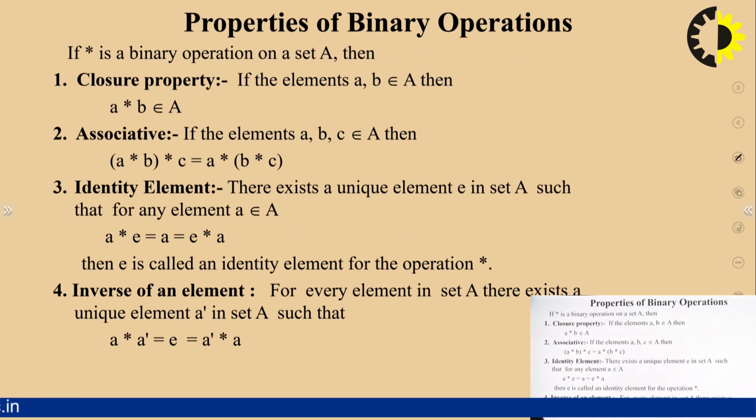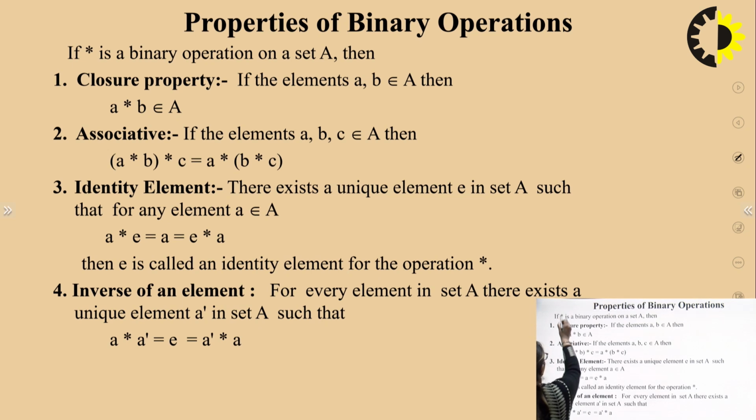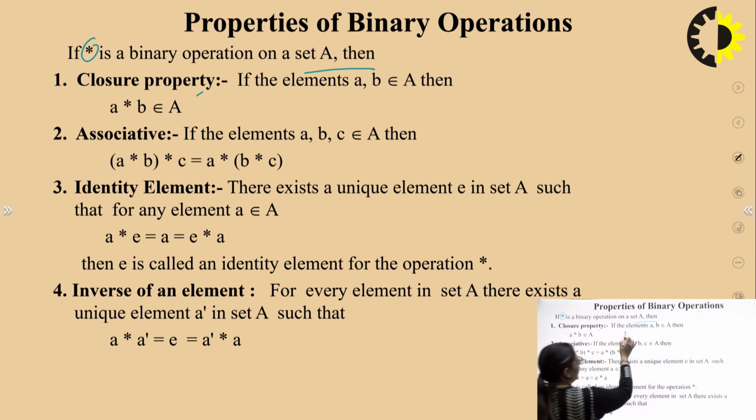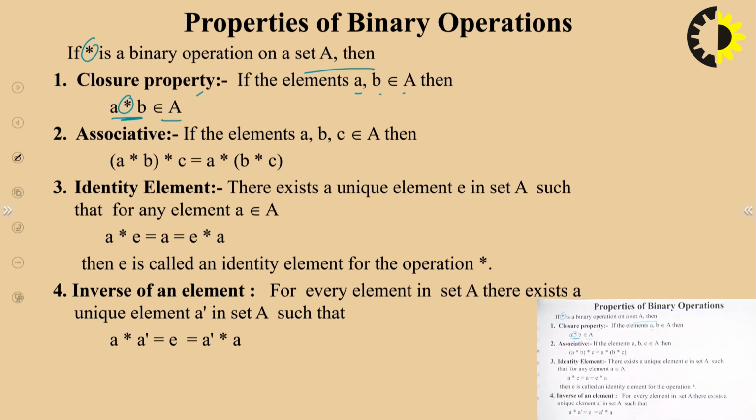Now properties of binary operations. If star is a binary operation on set A, then the closure property. According to this property, if elements a and b belong to A, then their relation a star b also belongs to A. As was the case with the integers, if a is an integer, b is also an integer, then a related to b, this relation may be plus, may be multiplication, will also belong to the integers. So if we are able to prove this property, then we can say that it satisfies the closure property.